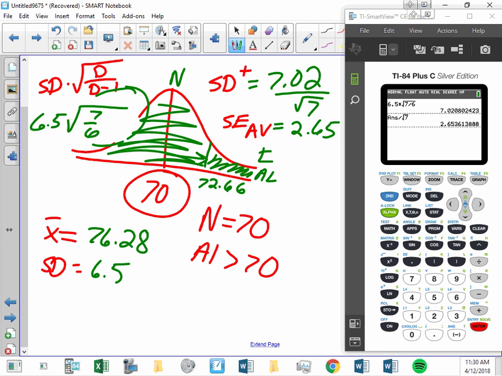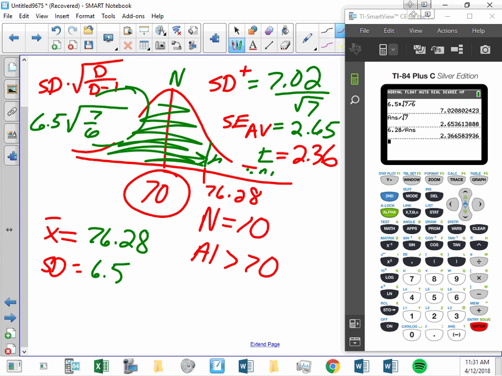I need to create my t-score. So this number is now 76.28. So the difference is 6.28. 6.28 divided by my SE, and I get 2.36. So T is 2.36. Now stop. If this was a z-score, would I accept or reject the null? I would reject, because I'm further to the right than 1.66.